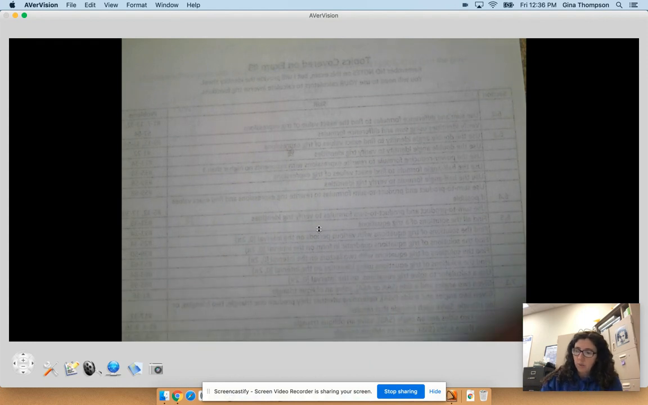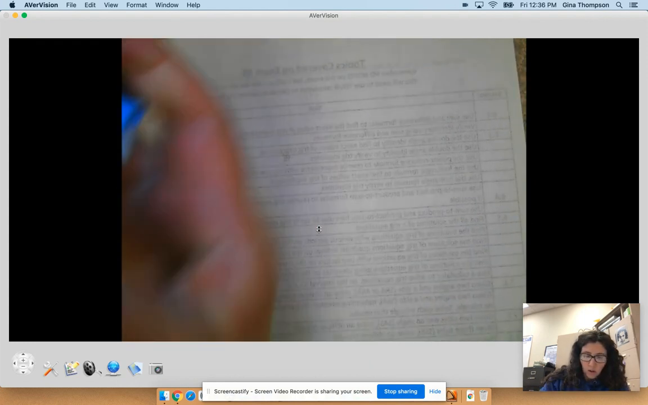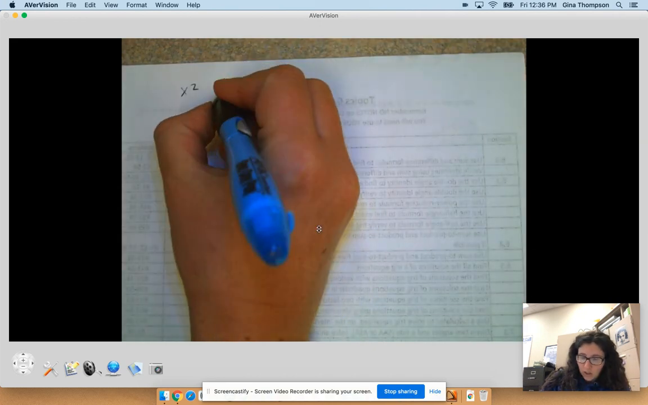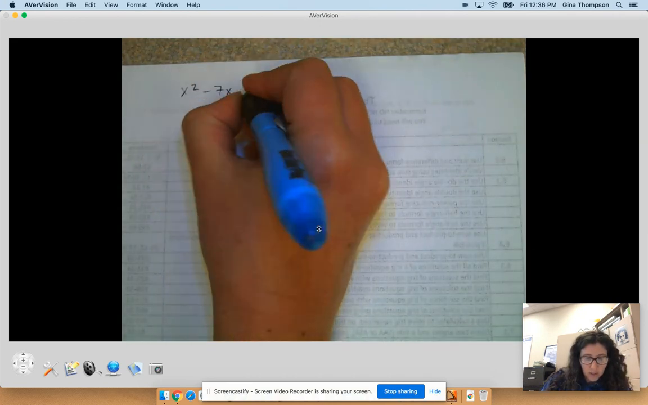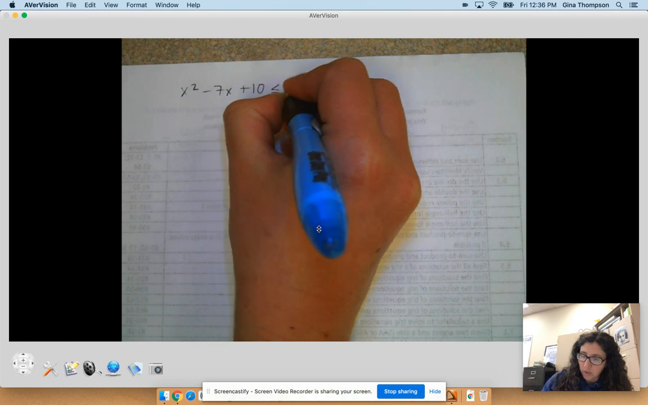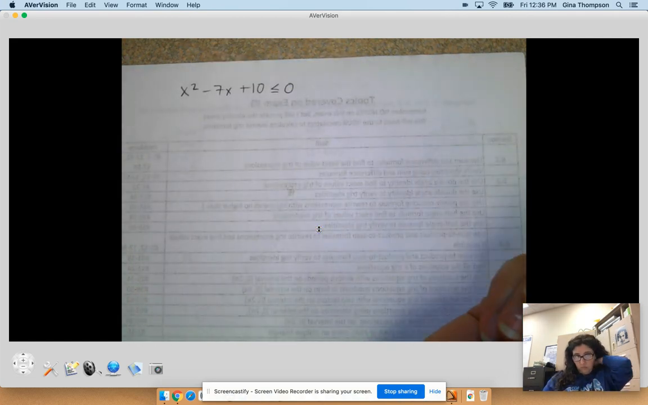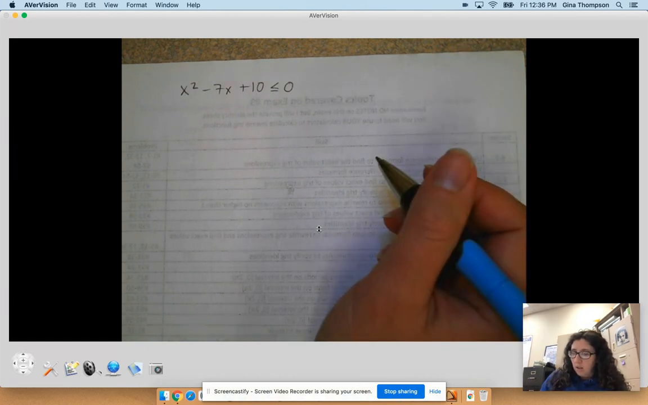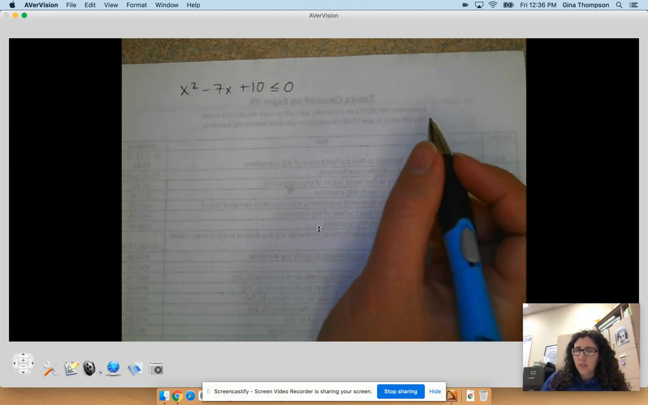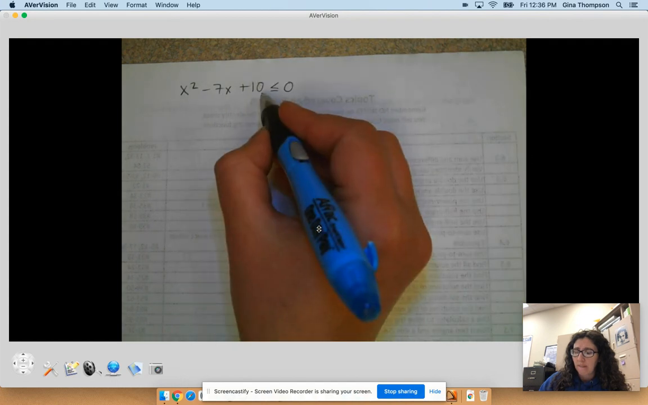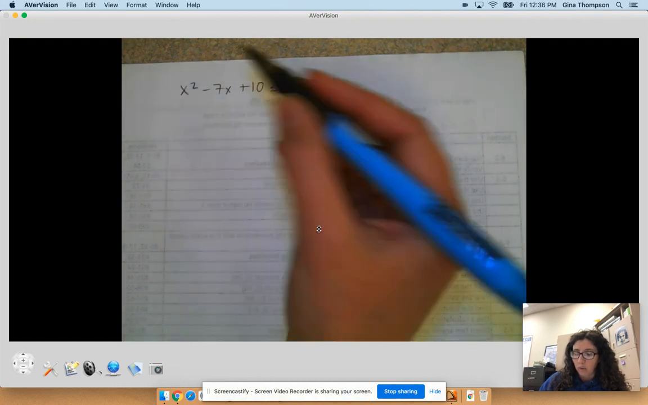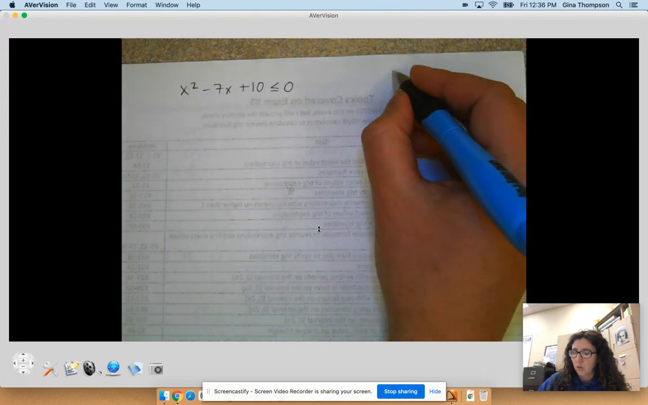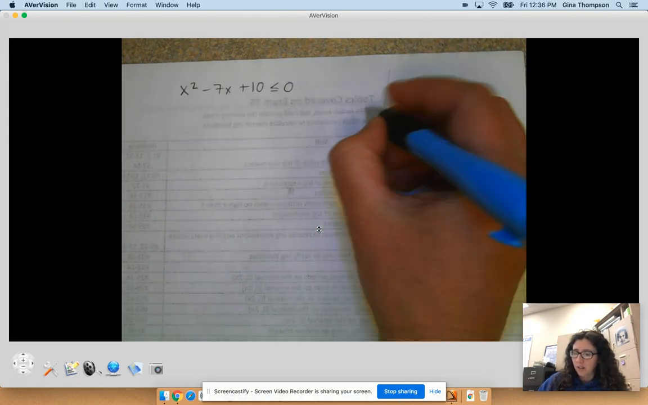So the first example that we'll do is, what if we have this inequality x squared minus 7x plus 10 is less than or equal to 0? Okay, where is that going to be true? Well, let's just think about what's even going on here. This is a parabola, and it's going to open up, and we're wondering where it's less than or equal to 0, right? So I don't know exactly what this parabola looks like yet.